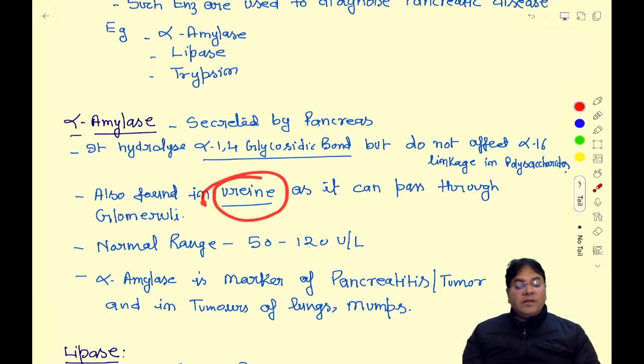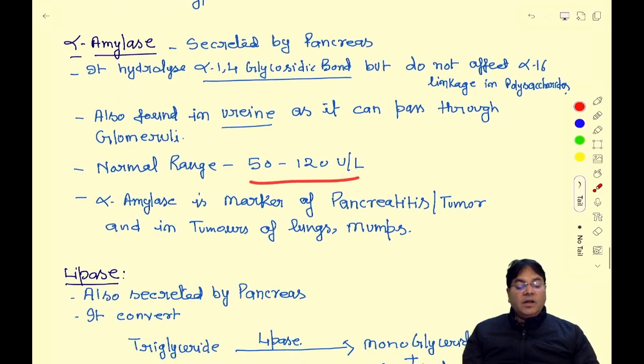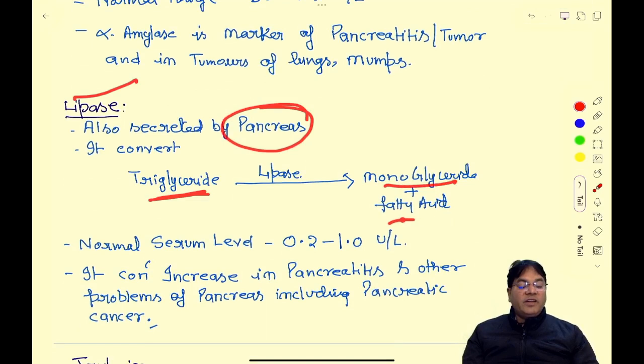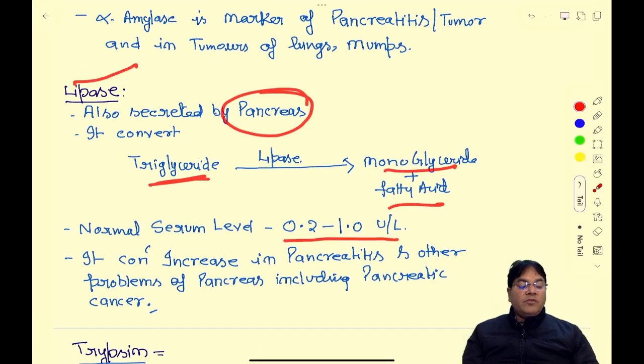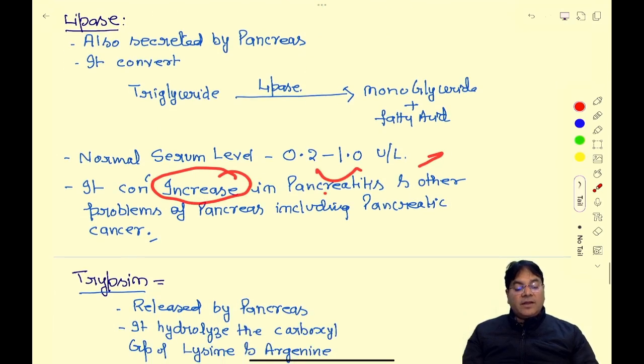Now it is also present in the urine because this enzyme, if present in the blood, can pass through the glomeruli of the kidneys. Normal range is 50 to 120 units per liter. Alpha amylase is a marker of pancreatitis. It is also a marker of tumor of the pancreas. That means when the pancreas becomes tumorous, then their concentration increases. Another enzyme secreted by the pancreas is lipase. It converts triglycerides into monoglyceride and fatty acid, and the normal serum level is 2 to 10 units per liter. Its concentration increases in pancreatitis and also cancer.